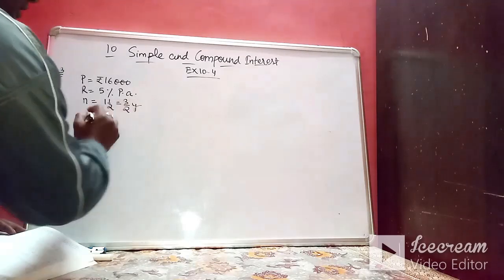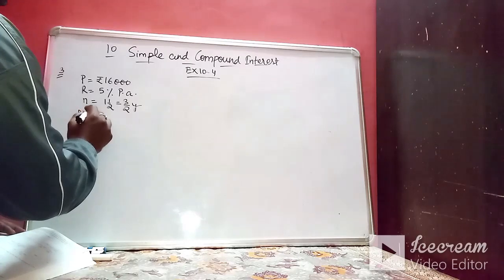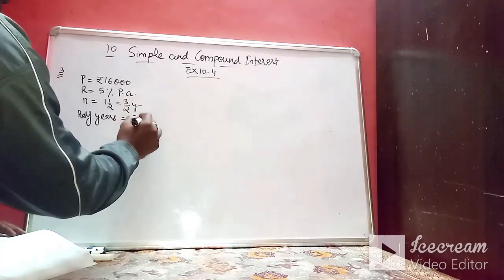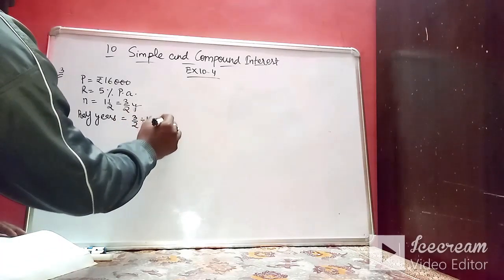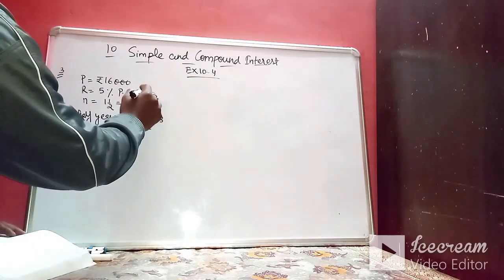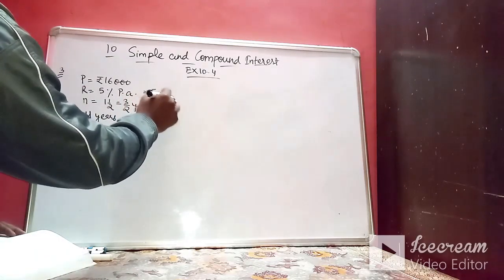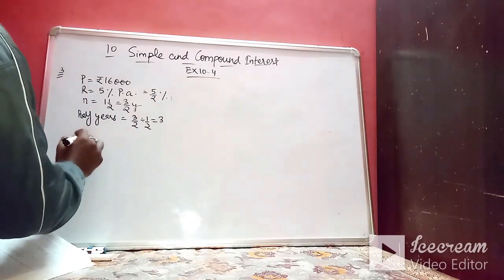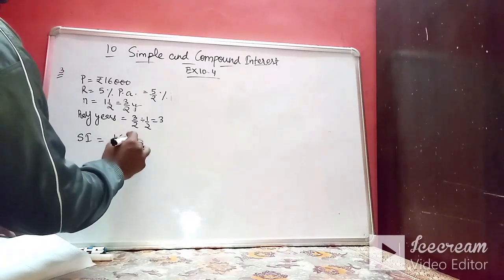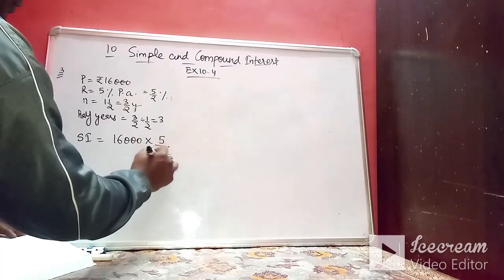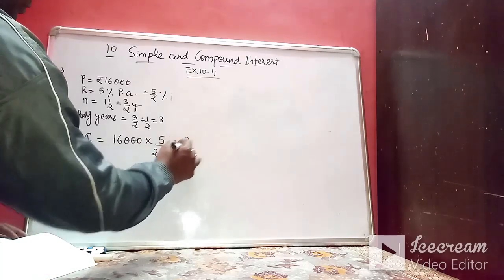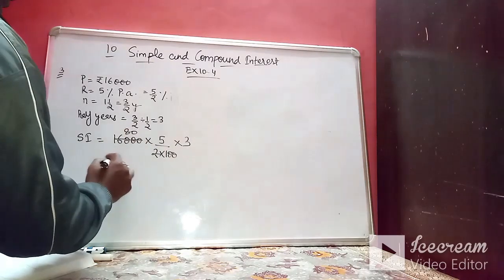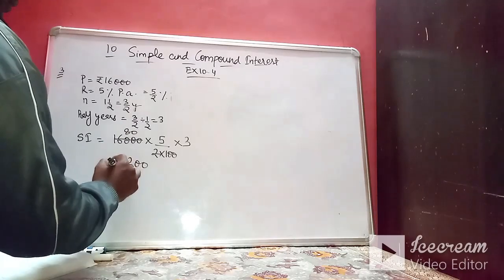How many half years are there? Number of half years we will calculate first. So number of half years will be 3 by 2 divided by 1 by 2, that is 3 half years. And rate of interest will be 5 by 2% per 6 months. Then first we will calculate simple interest, that is 16,000 into 5 upon 2 into 100 into 3. So it will be rupees 1200.